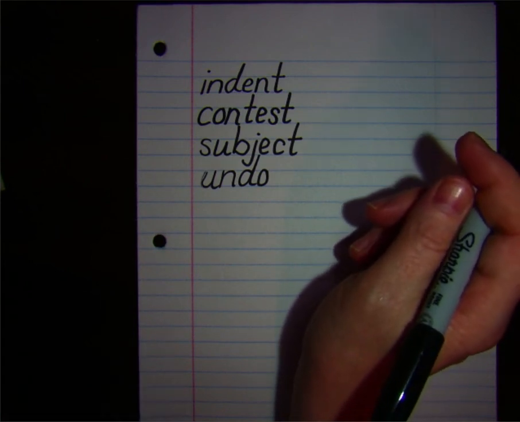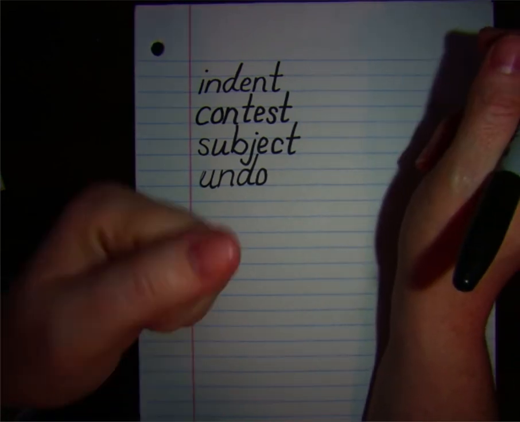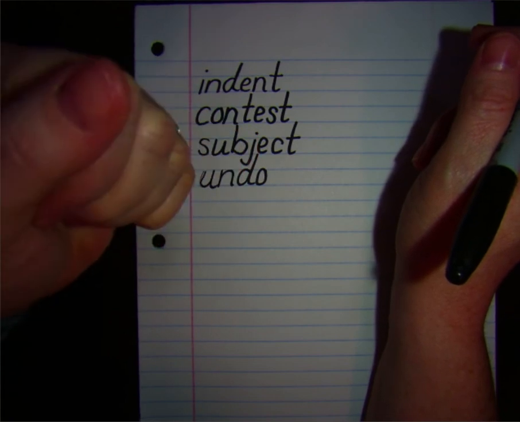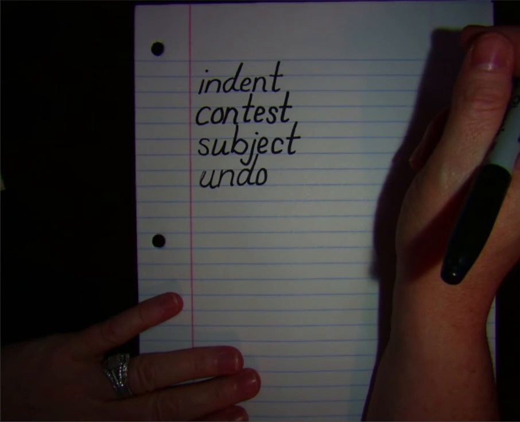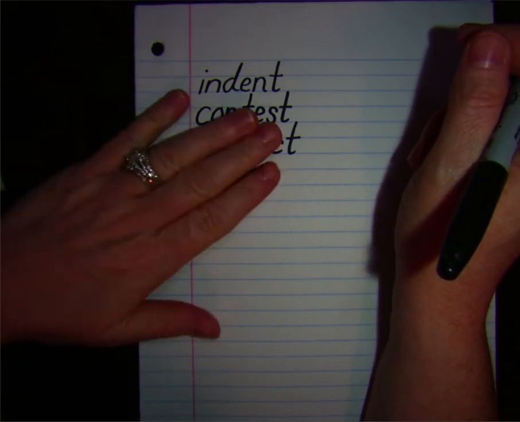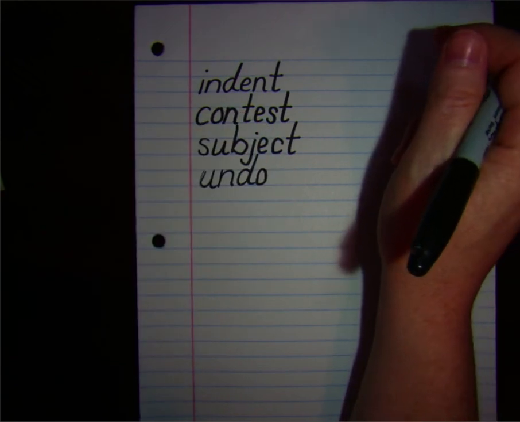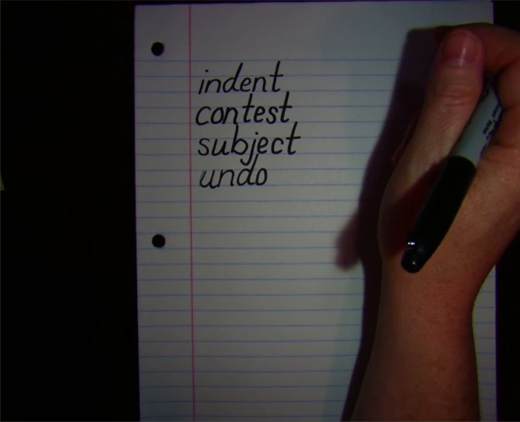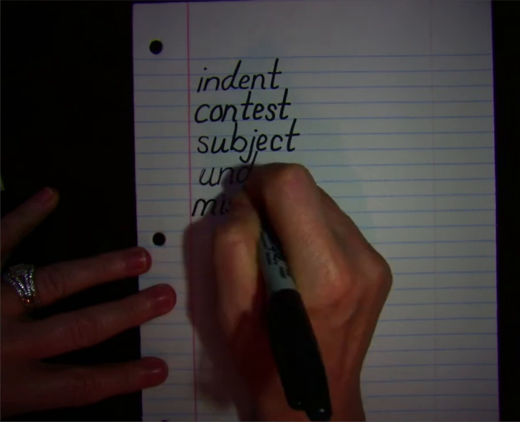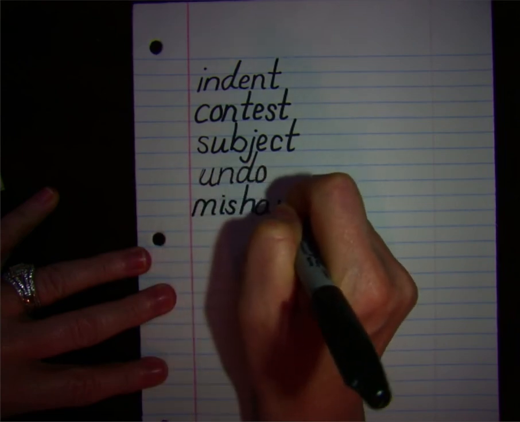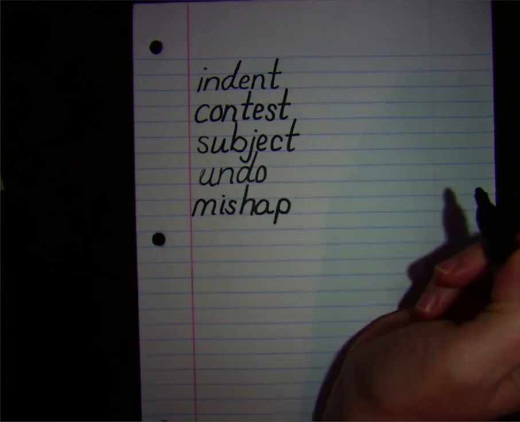Okay, we have 2 more words that we're going to write before we do a couple of sentences. The next word is mishap. Mishap. First syllable, miss. Write that prefix. Second syllable, hap. Write that syllable. Let's check our work. Miss, mishap. A mishap is something that happens by mistake.